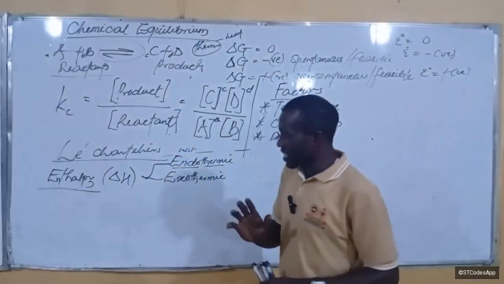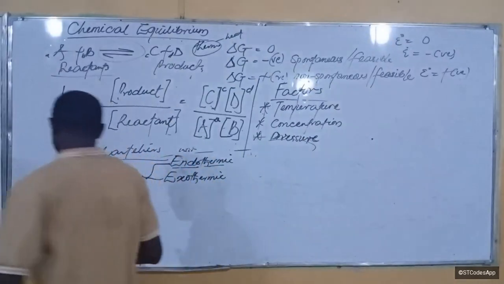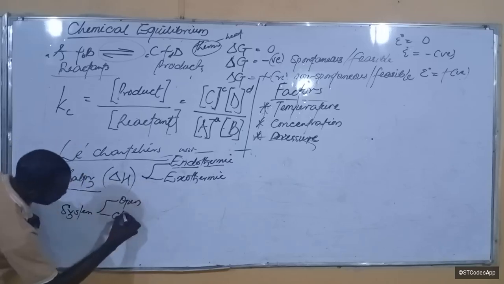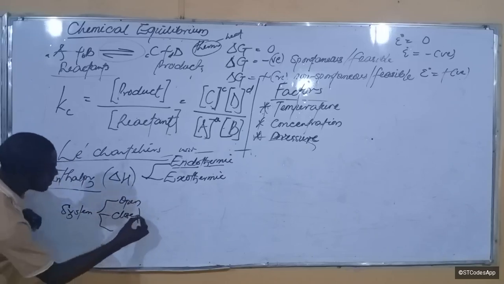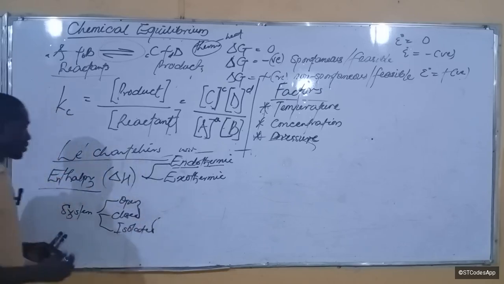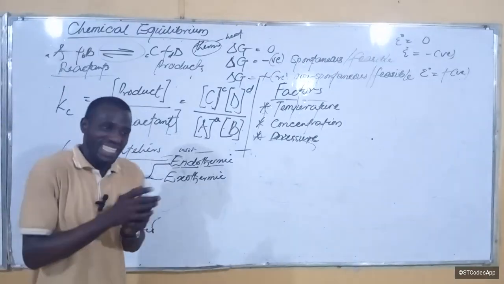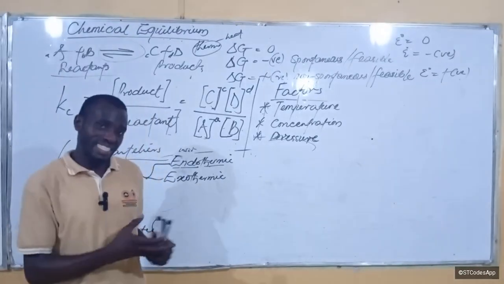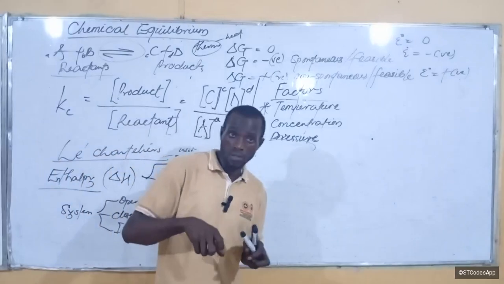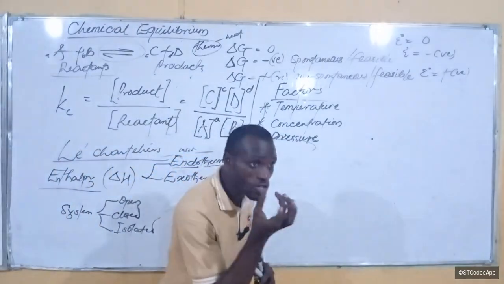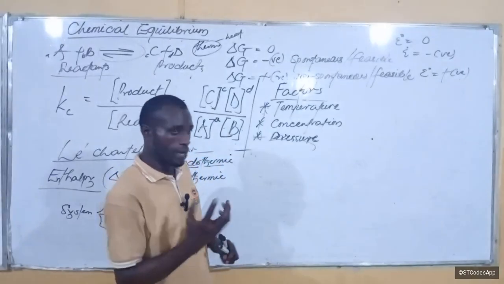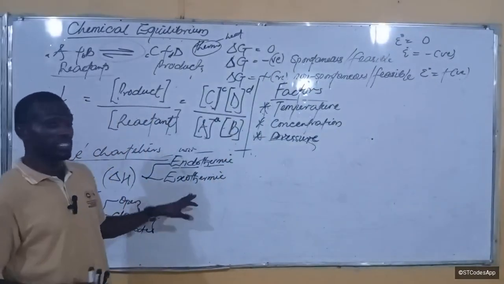In order to understand that, you have to understand the systems of the universe. There are three systems in the universe: the open system, the closed system, and the isolated system. Now let me explain something to you. There is a system and there is the surrounding. For example, if I pour water inside a glass cup, the water is the system and the cup is the surrounding. Is it clear now?